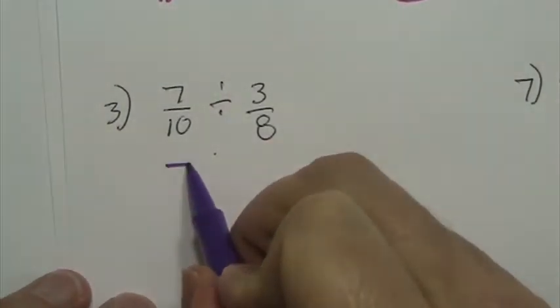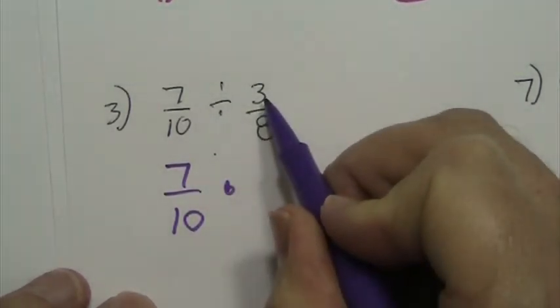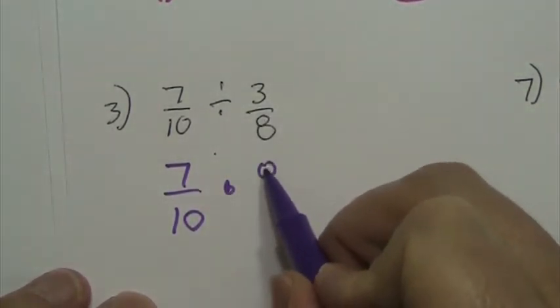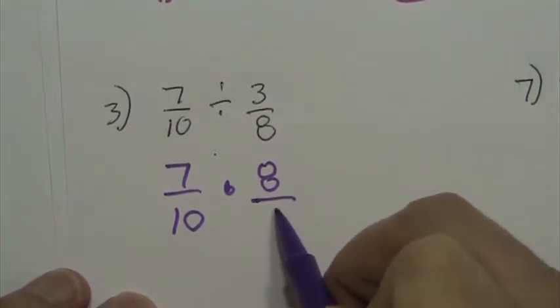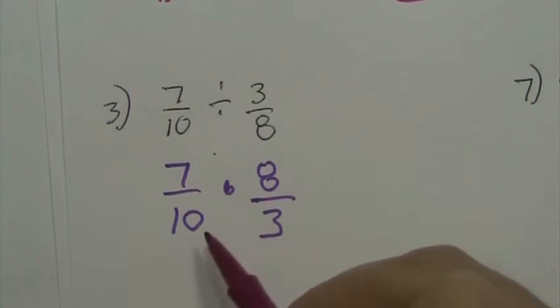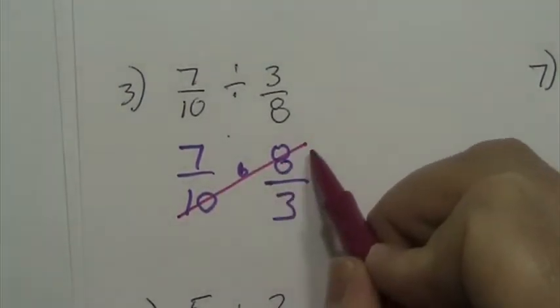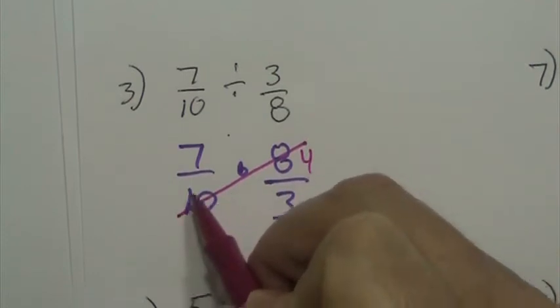Keep the first one. Multiply. Reciprocal. Hopefully you can see that you can reduce the 8 and the 10. 2 goes into both of those. 2 goes in here, 4. 2 goes in there, 5.